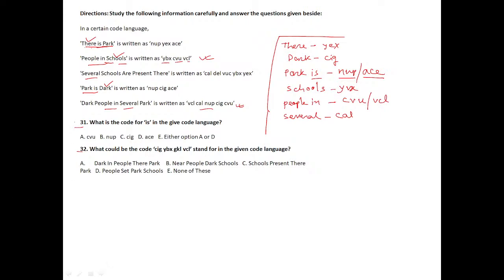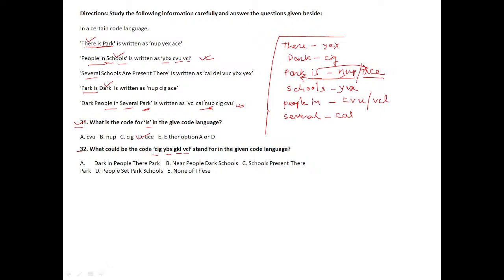So question number 31 here. So we have to find out the code of is. So is either NUP or ACE. See, here is park available. So park code would be NUP. We can see that here is either NUP or ACE, and we can be sure enough that if NUP is here, so definitely that would be code for park, and is code for ACE, right? So option D is the answer here. What could be the code for dark? These four codes are given there. So let's check. CIG is code for dark.